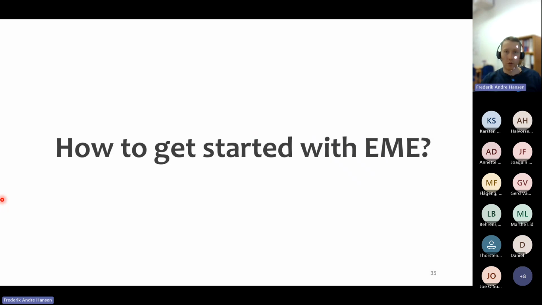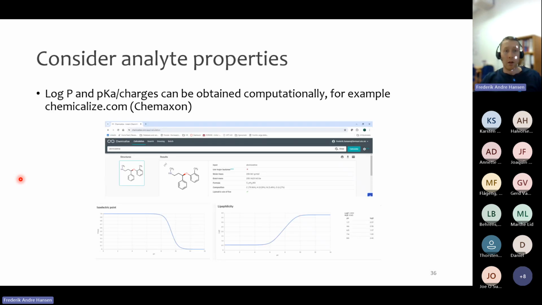Then we move on to how you can get started with electromembrane extraction, because this is something that is new to most people, and if you're an experienced researcher, then you will often have a good idea how to, for example, start with an SPE or LLE method. But to start with EME, the first thing you have to consider is the charge of your substance and the hydrophobicity. And both of these can often be obtained computationally. We like to use a web page called Chemicalize, which can calculate these things, and we find this to be very accurate to real life values. So we highly recommend this.